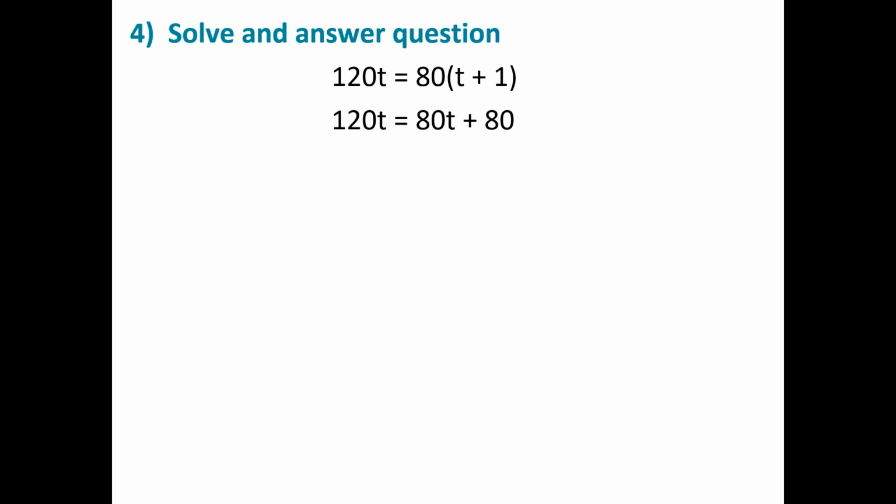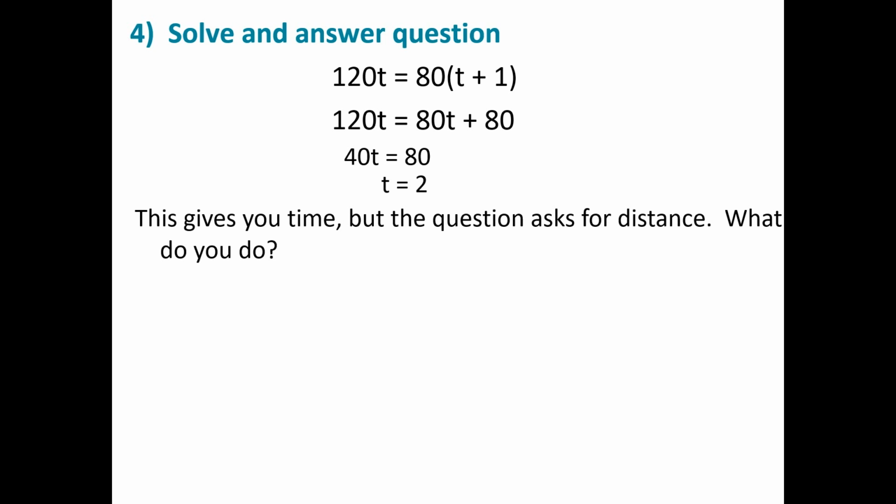120t is 80 times the quantity t plus 1. Distribute to both terms. Don't leave off one of the terms. Subtract the 80t off. You got 40t equals 80. You divide by 40, and you end up with t is 2.